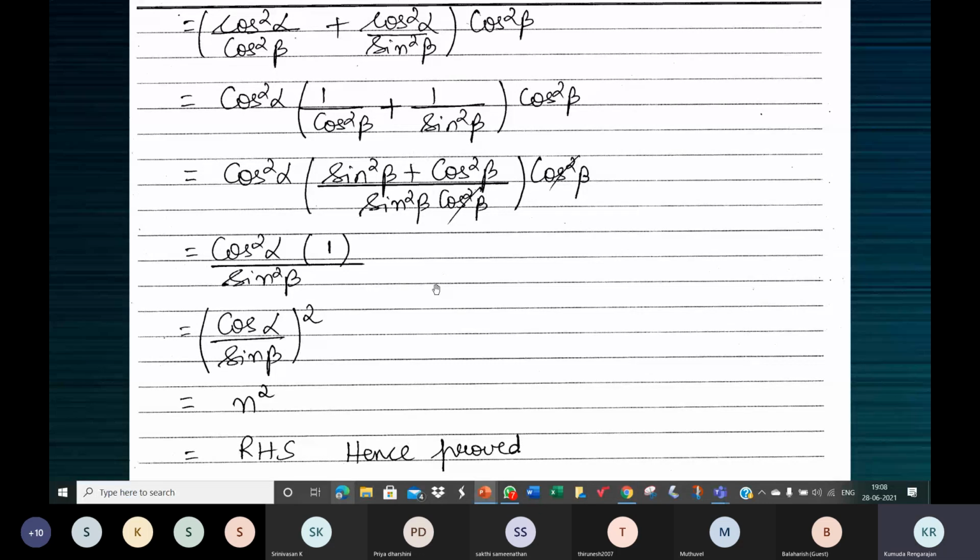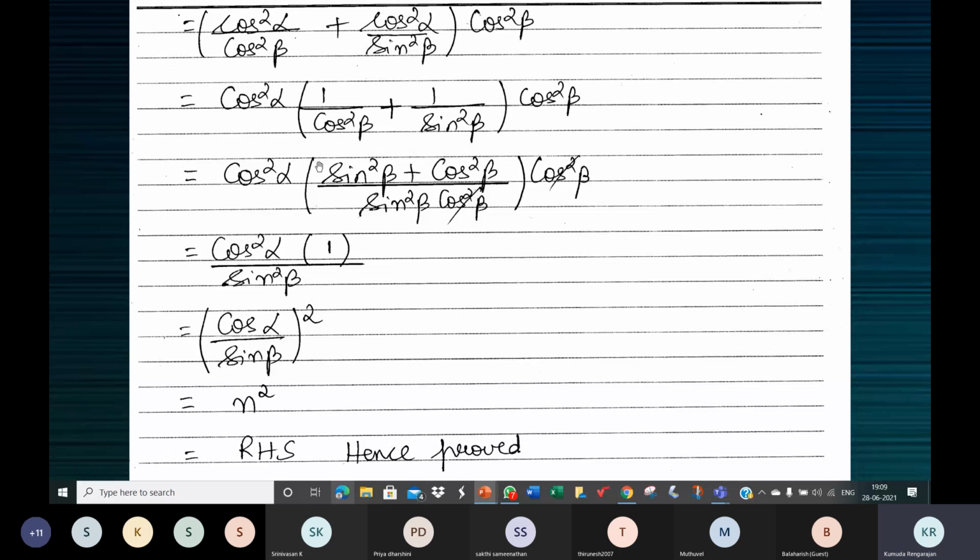When you take the LCM, you can cancel, right? Yeah, you can take up this common thing later also. You can take the LCM here itself. You will get sine square beta as the common denominator. Along with this, you will get cos square alpha, and along with this, you will get cos square beta. Then later you should take out that cos square alpha common.